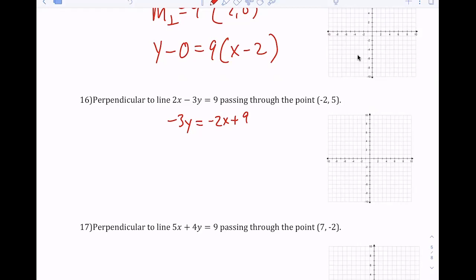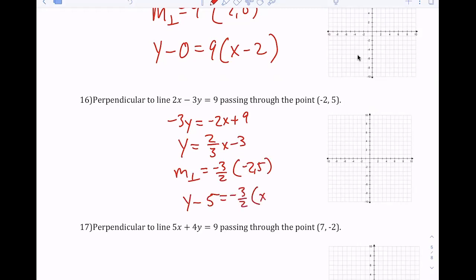Well, divide by 3, so it's y equals 2/3 x minus 3. So what's the slope of the perpendicular? -3/2. Through what point? -2/5. Tell me the answer. y minus 5 equals -3/2 times x plus 2. Yeah, look, if you know what you're doing, it's less than a minute. All right, I think that's pretty easy. It's the same thing over and over and over.